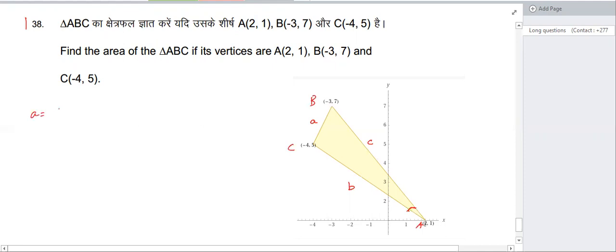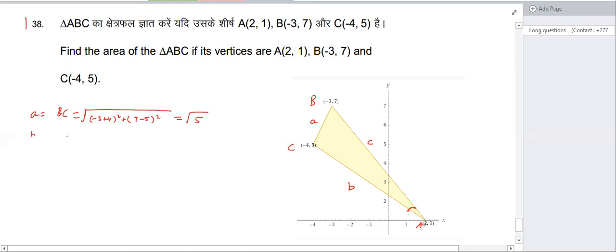So a is the same thing as saying BC, which is equal to the square root of minus 3 plus 4 all squared plus 7 minus 5 all squared. So what we have here is 1 plus 4, which is the square root of 5.